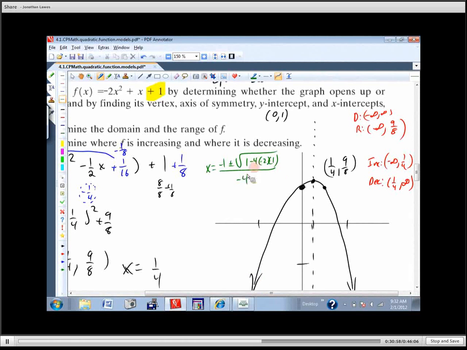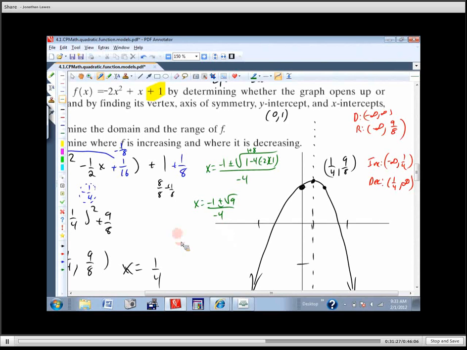Okay, so the first thing I would do is figure out, look, this is a 1 minus 4 times negative 2. Am I going to be adding to 1 or subtracting from 1? I'm going to be adding. So I'm going to add, excuse me, add 8. That's going to be square root of 9. Negative 1 plus or minus square root of 9 over negative 4. Any questions there?